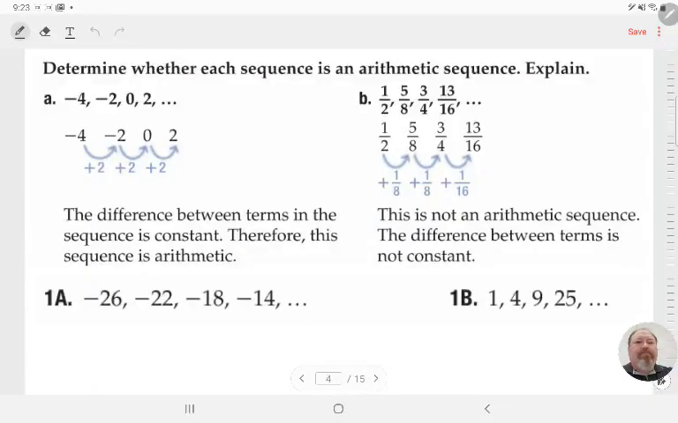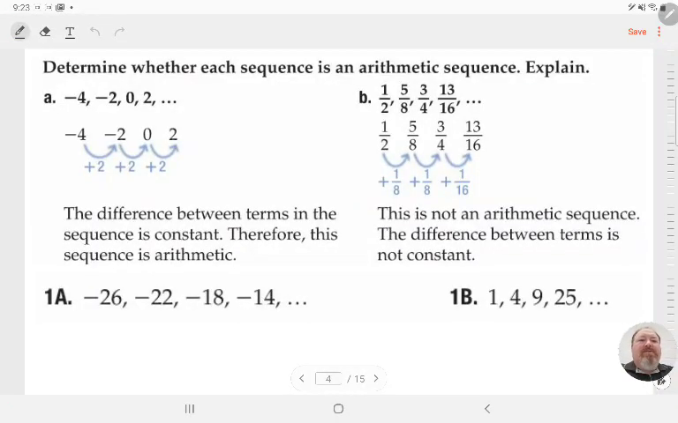Okay? All right. So this first part says determine whether each sequence is an arithmetic sequence and then explain. So we have -4, -2, 0, 2. So we look for a pattern to begin with. In this case, we have a pattern of each time it increases by 2. So the difference between the terms in the sequence is constant. Therefore, the sequence is arithmetic.